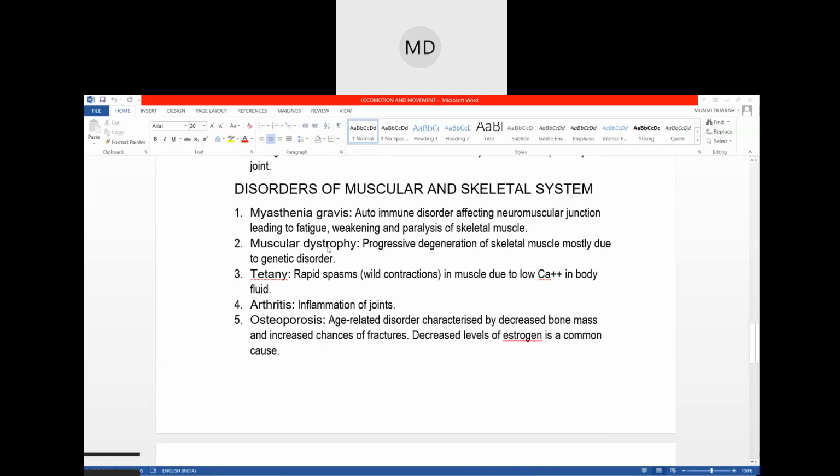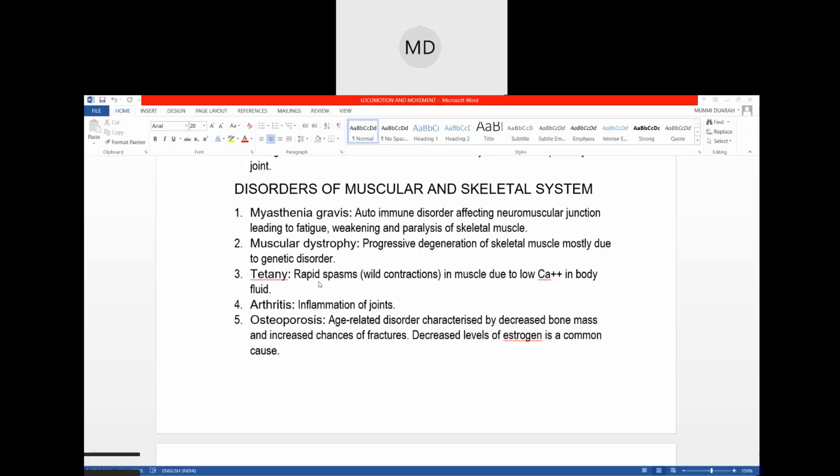Next is muscular dystrophy. In this disease, the muscles degenerate. Do you know degenerate? They degrade, or become weak, and lose structure. This is a genetic disorder. Genetic means it passes through the genes. So if your ancestors had muscular dystrophy, there is a chance you will have it, and if you have it, there is a chance your offspring will have it. This is a genetic disorder related to the skeletal muscles.